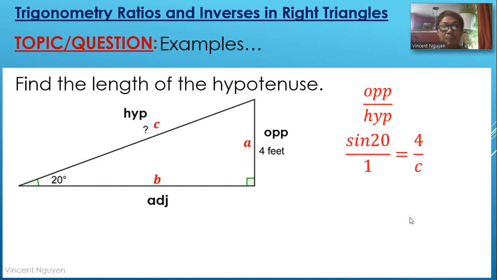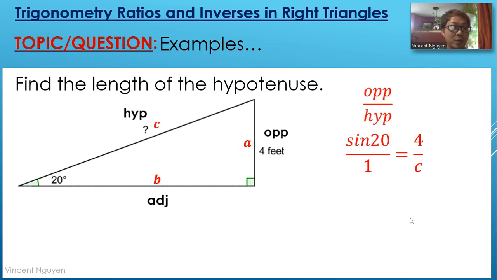So sine of 20 degrees over 1 equals opposite over hypotenuse. So opposite is 4 feet over hypotenuse, which is c. All right, and then go back to the basics. We're going to cross multiply. Now be careful here. This is not like before. This time we're looking for hypotenuse.